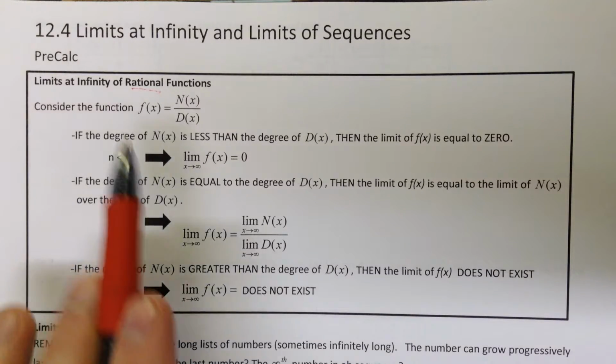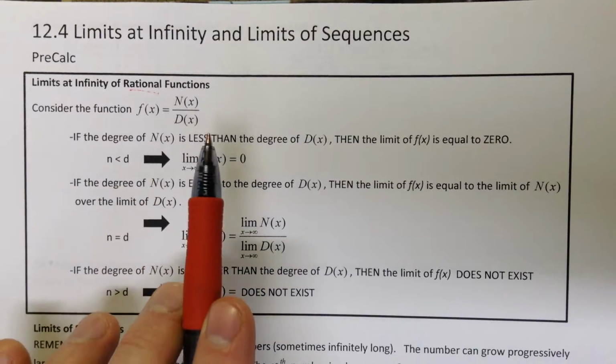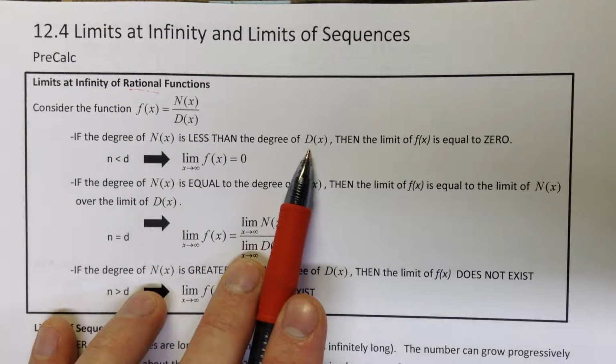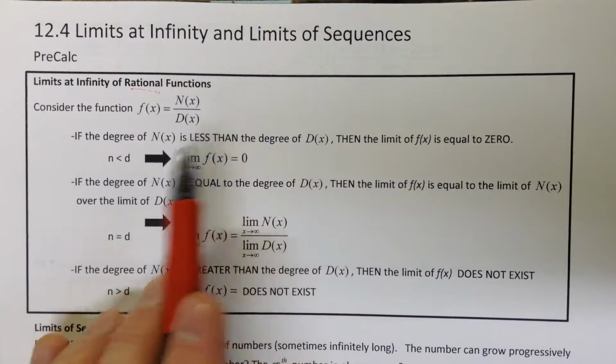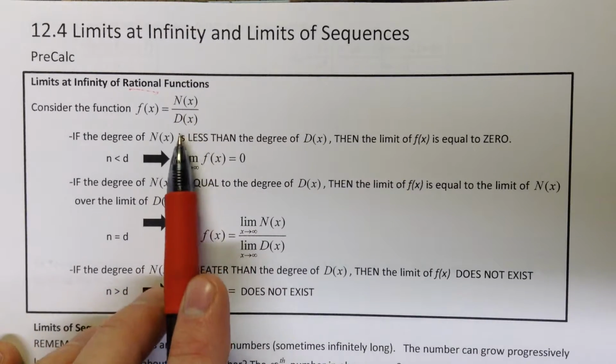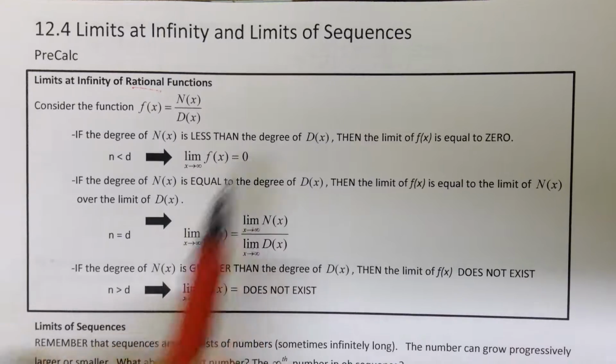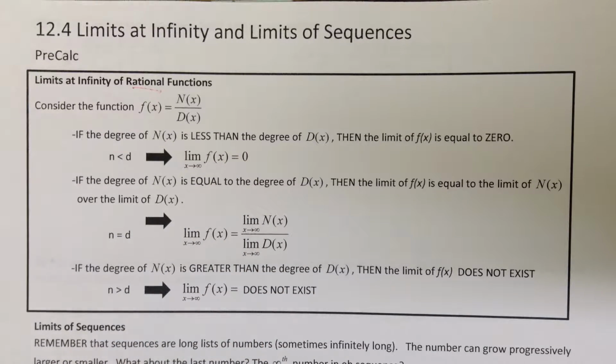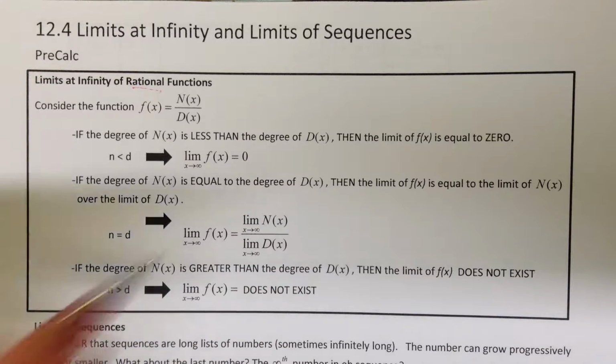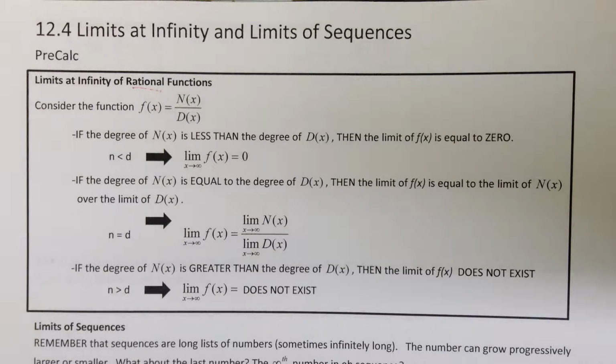So here's our first rule. If the degree of the numerator is less than the degree of the denominator, top is small, bottom is big, then the limit of that fraction n of x over d of x as x approaches infinity is going to be 0 every single time. That's a really, really nice, easy thing to write down. You can just move on with your life, which is great. We got a couple of those last time. We'll maybe get some more today.